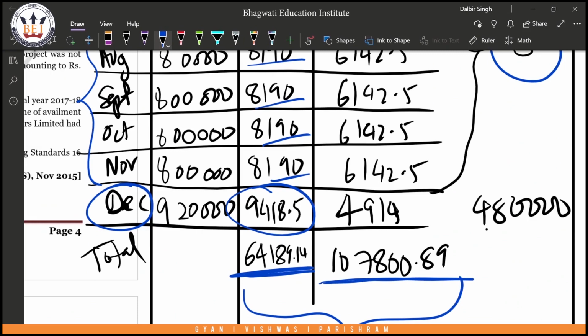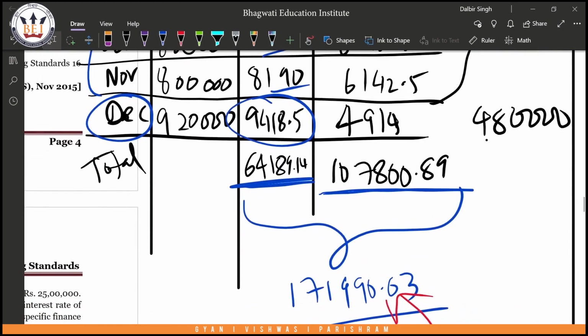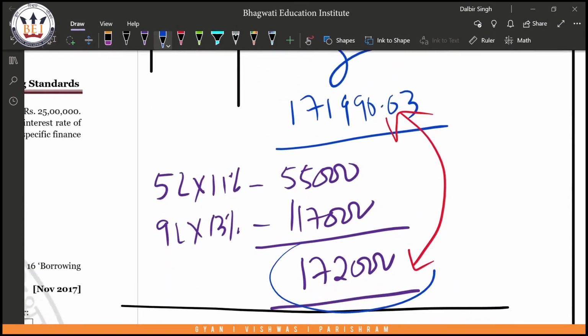1,78,000.89. There will be some rounding errors. Why? Because we've taken two decimal places somewhere, and one decimal somewhere. If you take the exact amount, this is going to match. Now, if I total up these two amounts, 64,189.14 plus 1,07,800.89, I get a total of 1,71,996.63. This is equal to the total amount expended. The small difference is because of rounding off. If you use exact numbers, it will match.